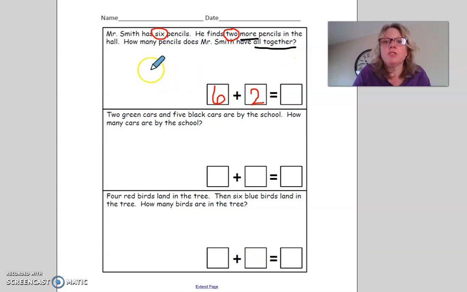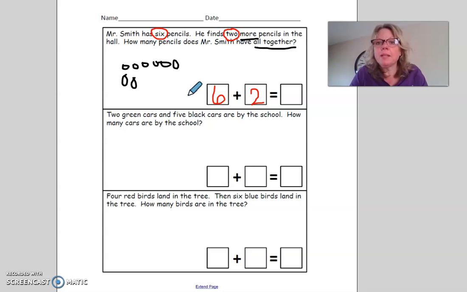The third thing you can do is to use those small objects or draw a picture to help you solve the equation. So my first number was 6. So I'm going to draw 6 circles here. And then it says plus 2 more. So Mr. Smith wants to know how many pencils he has all together. 1, 2, 3, 4, 5, 6, 7, 8. My sum is 8. 6 plus 2 equals 8.